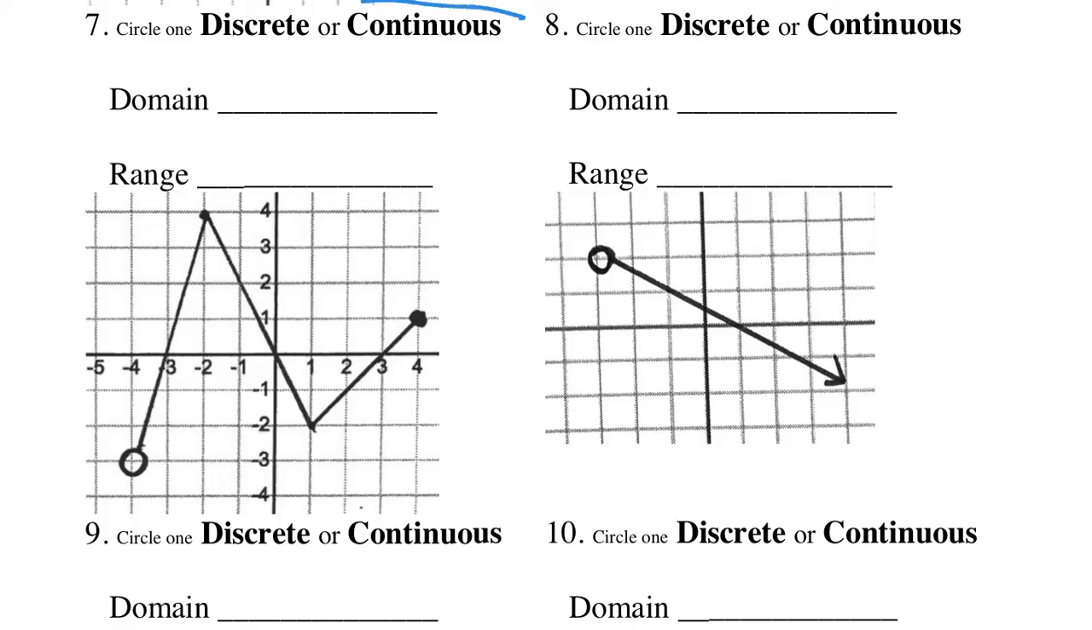Okay, 7, continuous. The furthest left point is over here. That's -4, and it's an open circle. The furthest right is way over here. The x coordinate there is 4, and it is an open circle at x is 4.